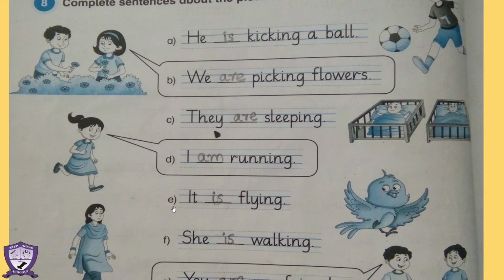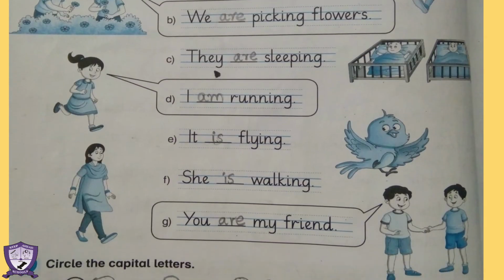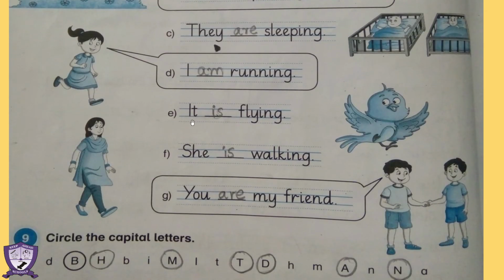E part. It dash flying. What have we learned? That with it, we always write is, not am, not are. It is. So we will be writing it is flying. Is. Not am, not are. It are flying, wrong. It am flying, wrong. We will be writing it is flying.